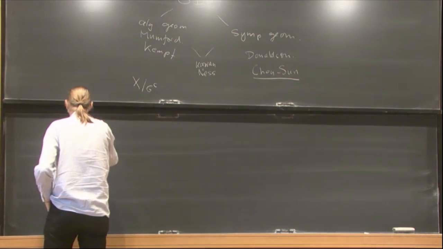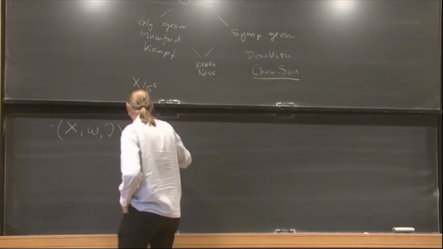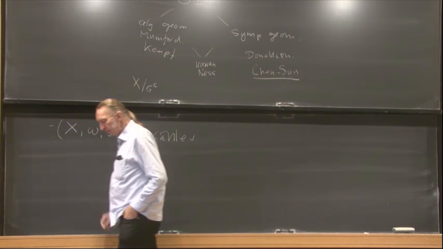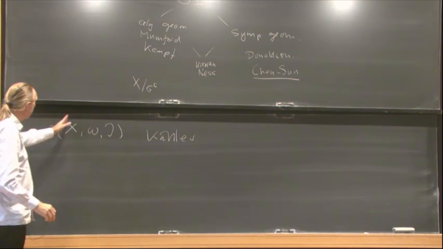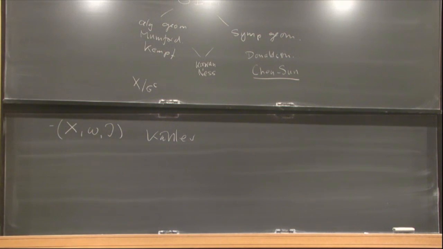The first object is a Kaehler manifold, a closed Kaehler manifold (X, omega, j). Usually in the algebraic geometric setting, one also imposes the condition that there's a line bundle whose curvature is omega, essentially. This condition, in what I discuss, will not be needed, and the story can be extended.